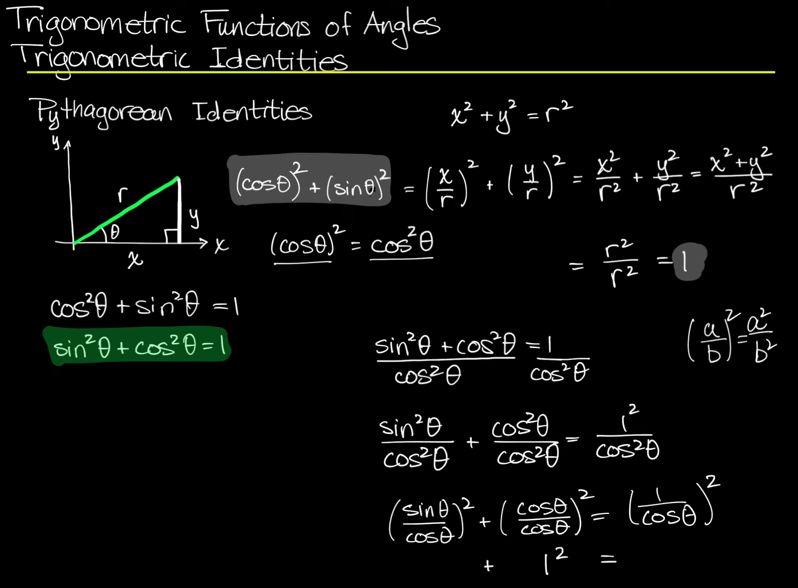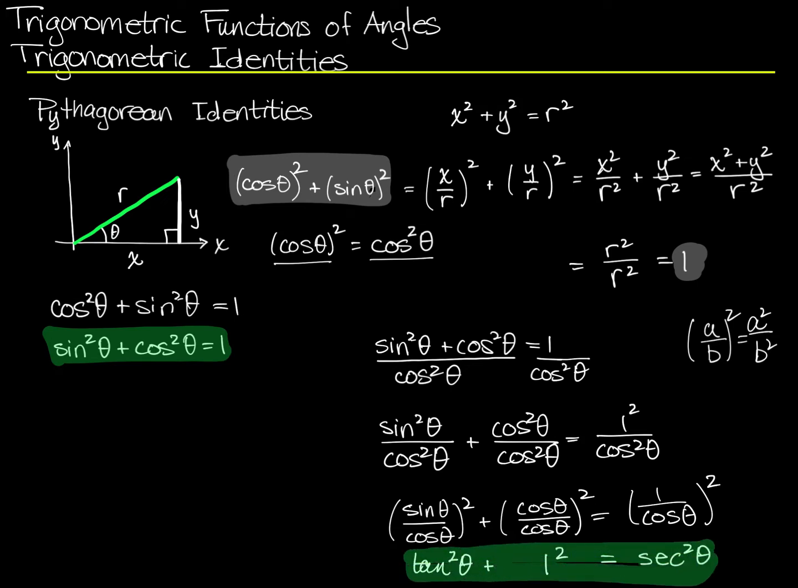The sine over cosine all squared. Well, sine over cosine is tangent. And I can write tangent of theta all squared, or I can write tangent squared of theta. And 1 over cosine is secant. So again, I can write secant of theta all squared, or I can write secant squared of theta. This is another one of the 3 Pythagorean identities.